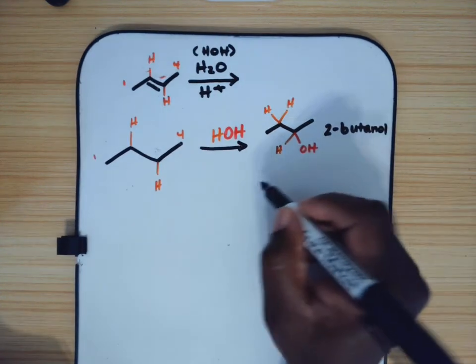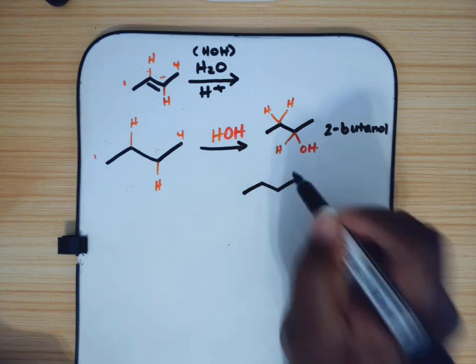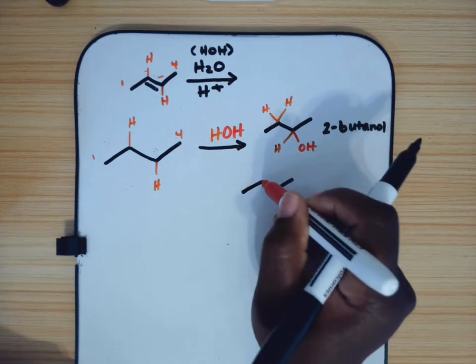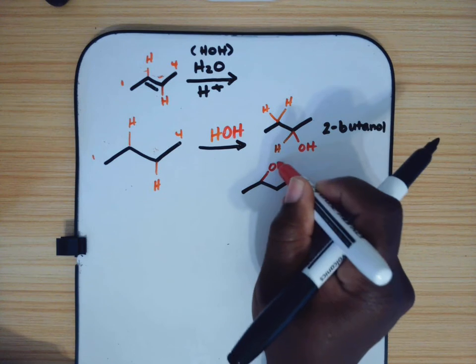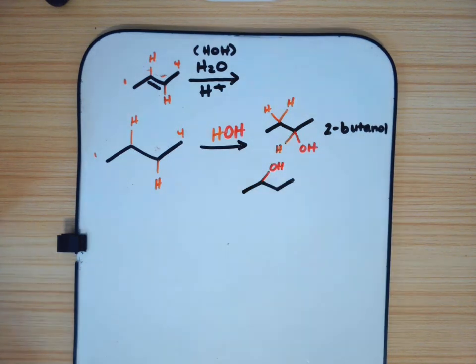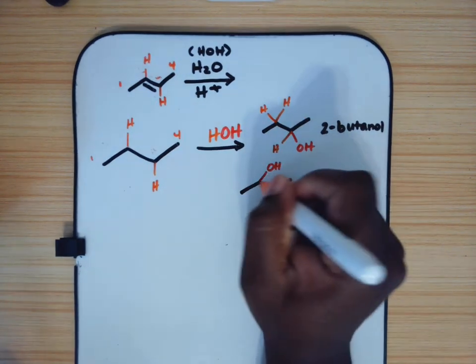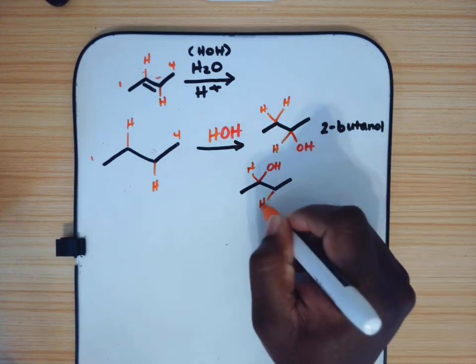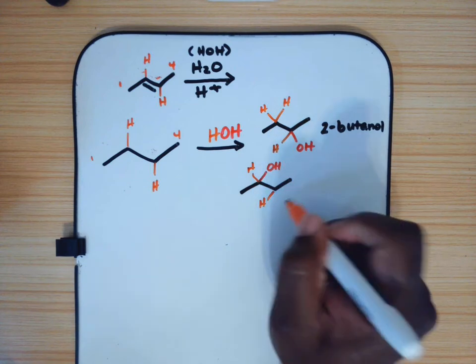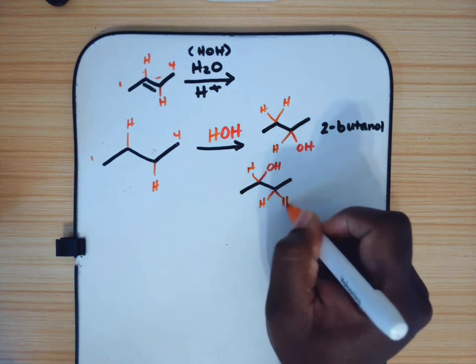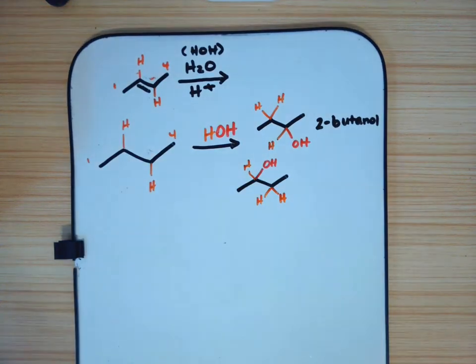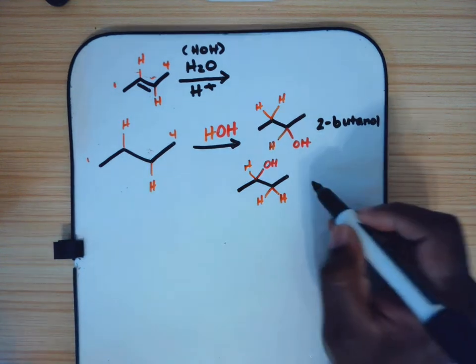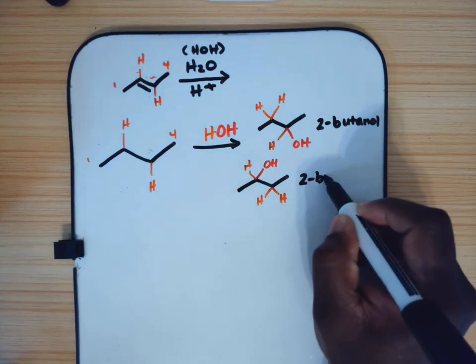I could have done it the opposite way. So I could have shown that the OH went to that carbon. It already had a hydrogen there, so we still have that 1 hydrogen. This carbon already had a hydrogen, but now if the OH went to that carbon, that means that the hydrogen will go to this carbon. If we look at this compound, again, we have 2-butanol.